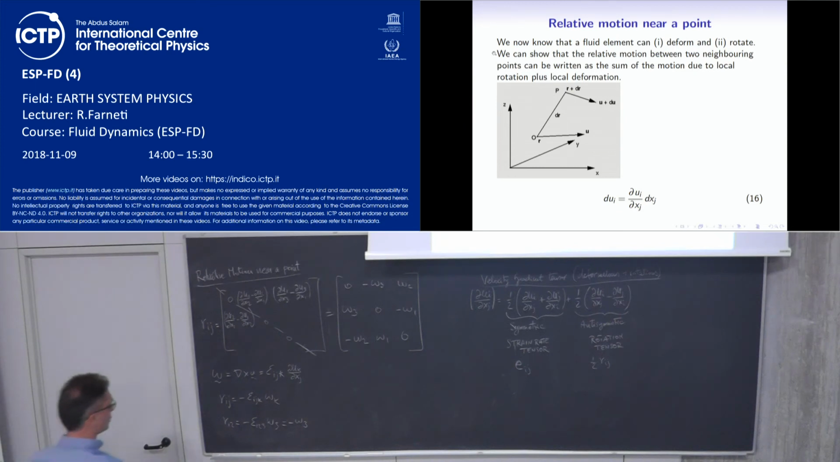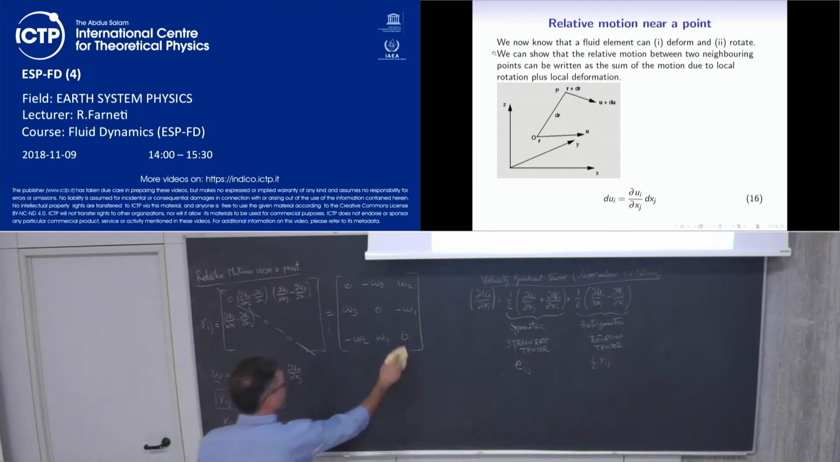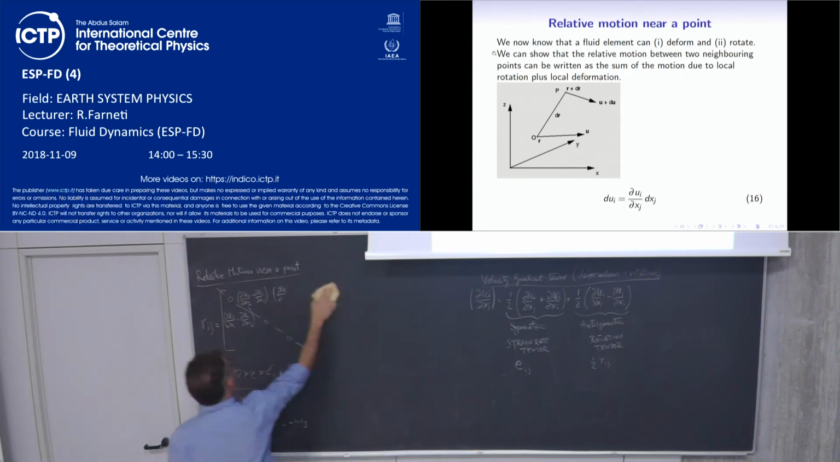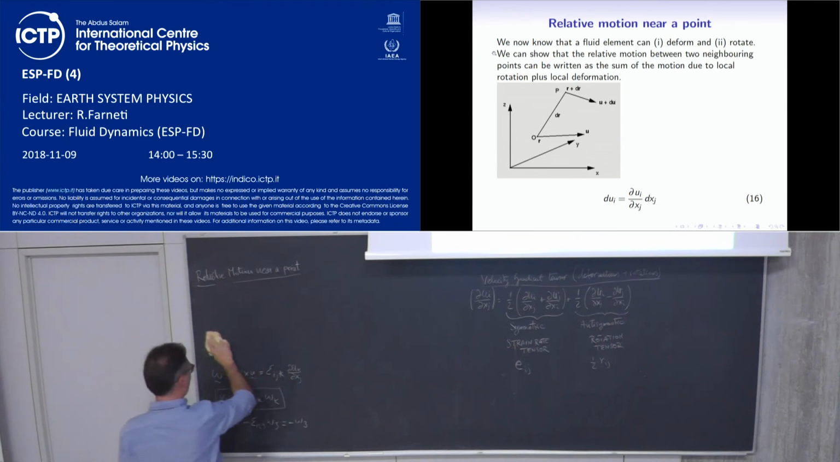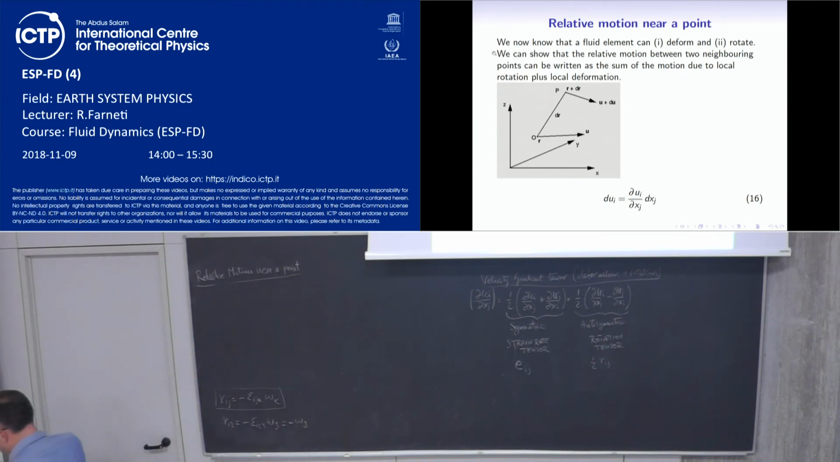Okay, so you can write the rotation tensor in a much simpler form using the alternating tensor, and you don't have to expand all the components. You're just interested in what is usually your interest around the third axis. This is going to be the component you're interested in. Okay, so to summarize everything, you want to know what is the relative motion near a point, and what is the total sum of deformations and rotations on your fluid particle.